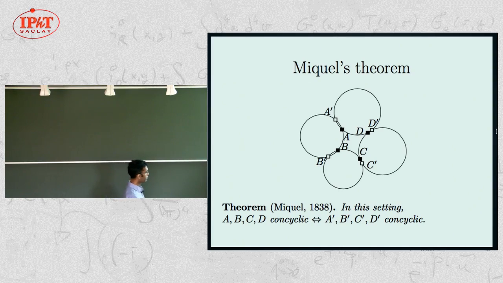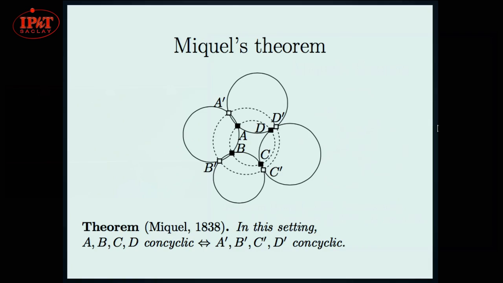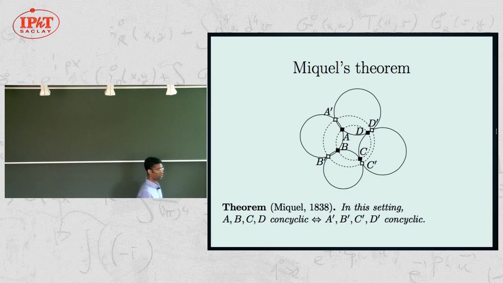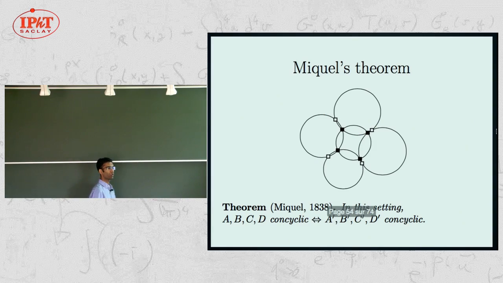Then Miquel's theorem tells you that four of these points, A, B, C, and D, are concyclic, meaning that there's a circle going through all four of them, if and only if the other four points are also concyclic. So we use this theorem to construct a dynamical system. Because if we start with a configuration where we have five circles, a central circle surrounded by four circles in this configuration, then we can erase the central circle and replace it by another central circle.